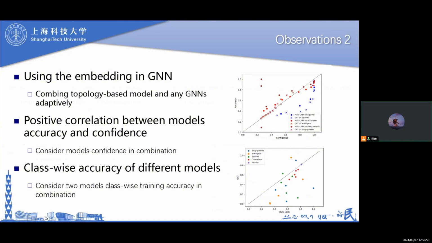We make the following observations. Firstly, we find the confidence and the accuracy of GNNs and topology-based models on a set of heterophilic graph nodes are positively correlated. In other words, models have higher accuracy with more confidence, and vice versa. Secondly, as shown in the picture here, we also find that GNNs and the topology-based model can be with different accuracy on different classes, which can be considered as a fact to combine these two models.